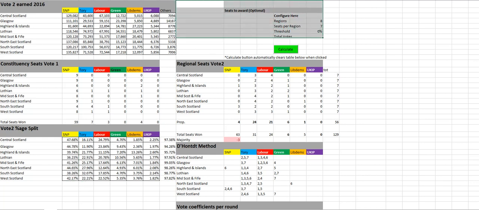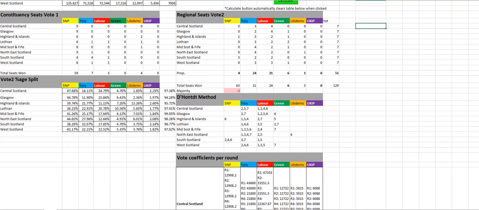To get the spreadsheet to generate what we need it to generate, there are 8 regions. There are 7 seats being allocated to each region. These are just variables I've set in there to execute the spreadsheet to generate the results.